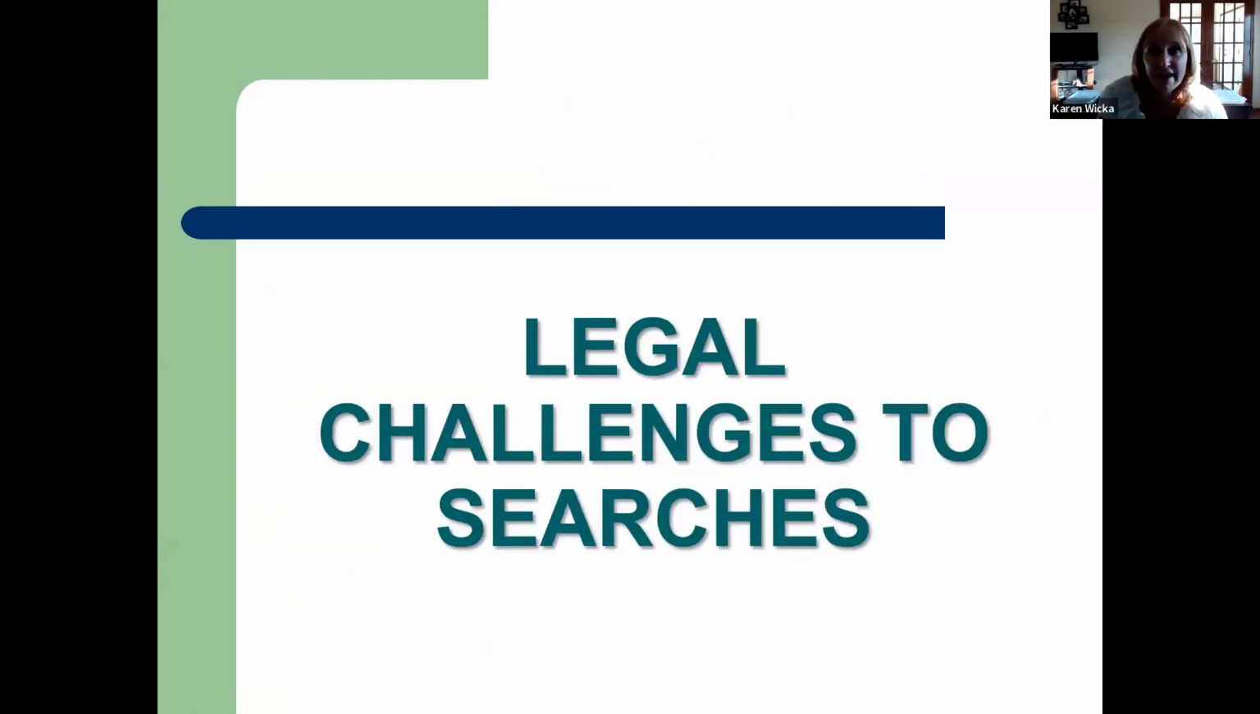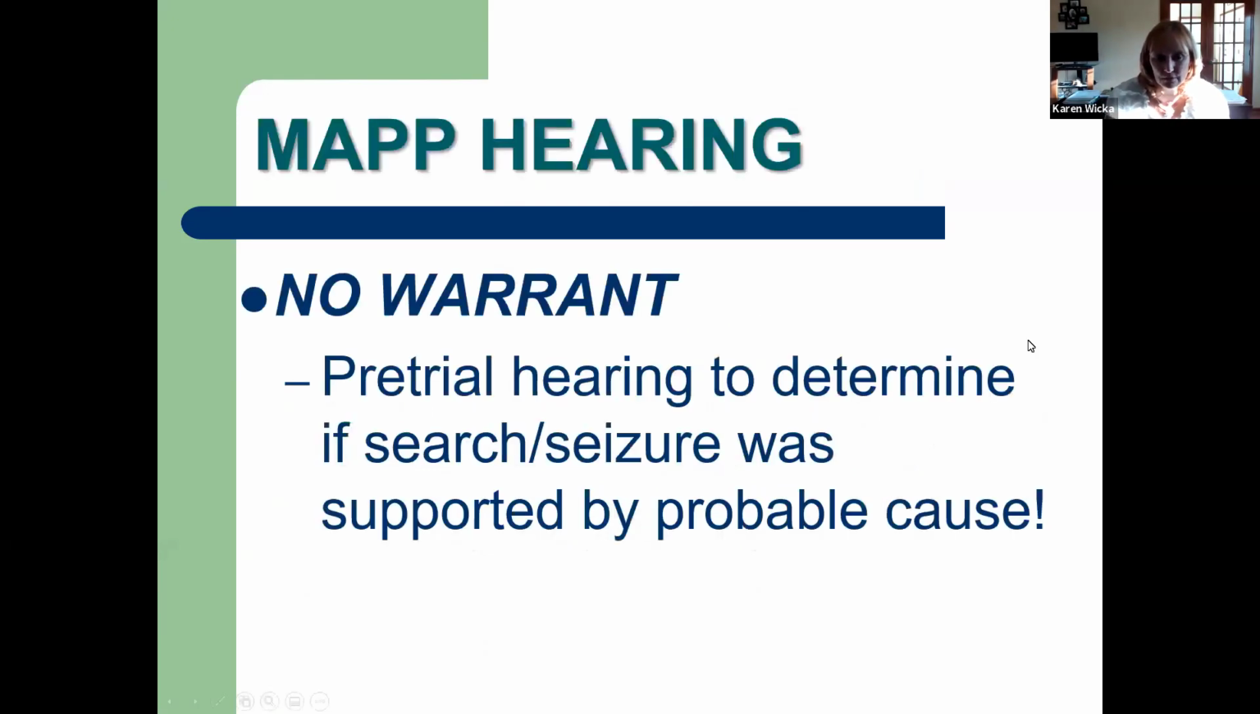Now, what if the defendant wants to challenge the search? They think that the police did something wrong. Well, if there's no warrant at all, let's say they search without a warrant, and they say there are reasons why they needed to do that, the defendant can challenge that in what we call a Mapp hearing. A Mapp hearing is to make sure that probable cause existed, because even if you didn't have a piece of paper as a warrant, you still needed probable cause. So the defense can ask for a Mapp hearing.